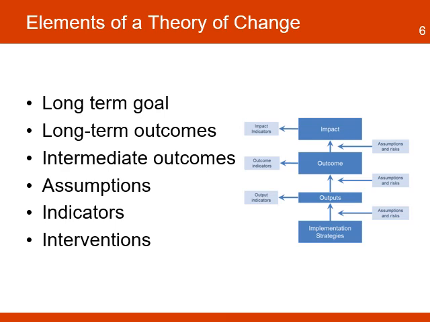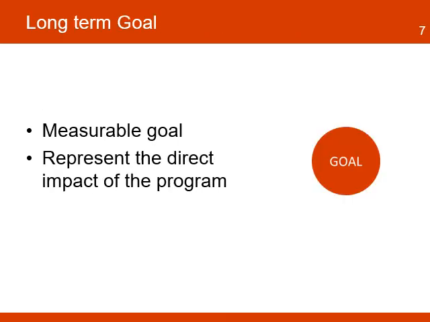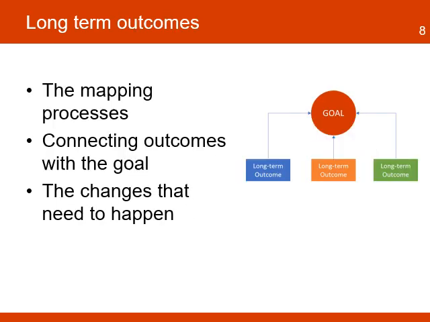The basic elements of a theory of change are the long-term goal, long-term outcomes or intermediate outcomes, assumptions, indicators, and the interventions or implementation strategies. In some other publications, outcomes are also named as preconditions. The first element describes the ultimate goal. This is the vision of success. This is the desired change.